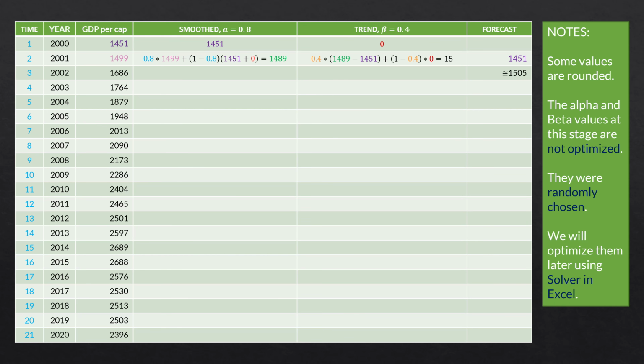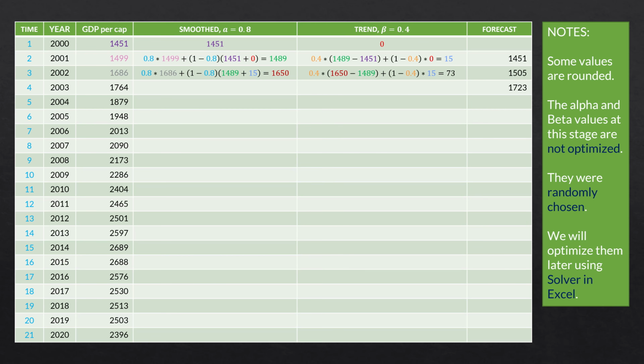So we add together 1,489 plus 15 to get our next period forecast. Now remember, there's some rounding going on here, so it's actually 1504, but in Excel it's 1505. So 1489, 1490 plus 15 is 1505, and that is our next period forecast. Then we just continue this process. So the next period, we have 0.8 times 1686. 1686 comes from the current actual value there in the third column, plus 1 minus 0.8 times 1489. That's our prior period smooth level, plus 15.